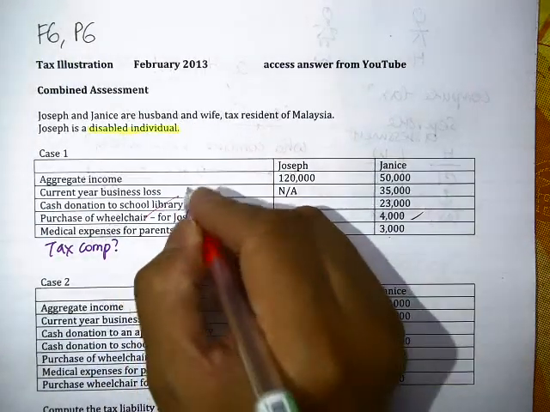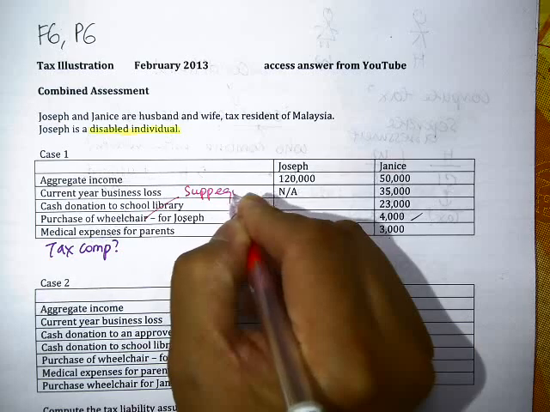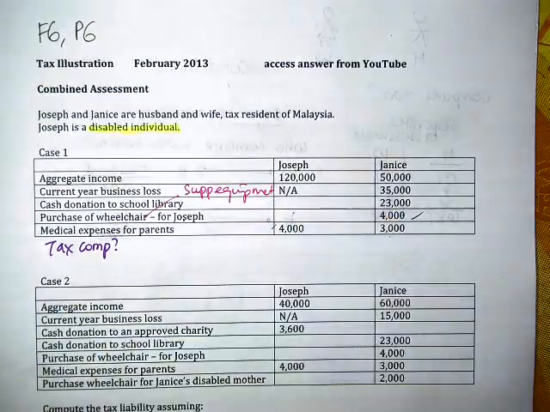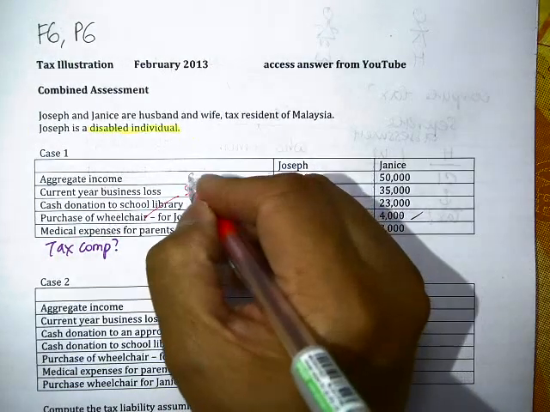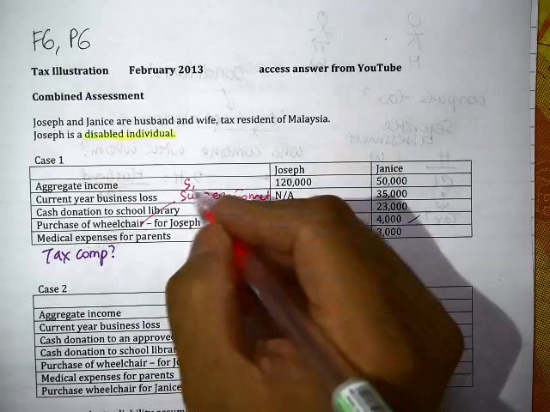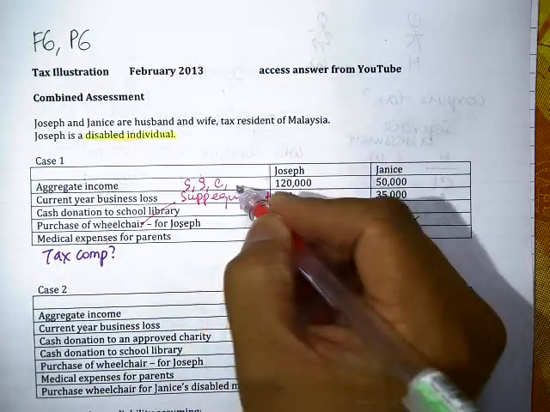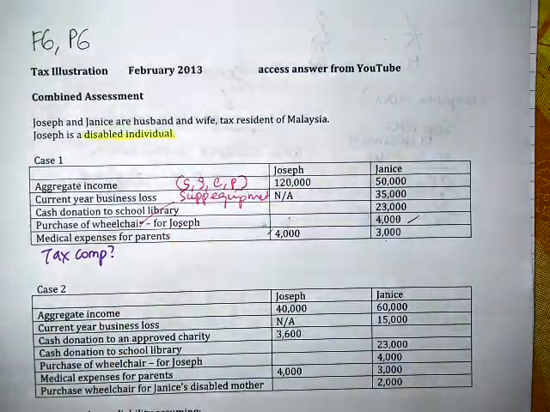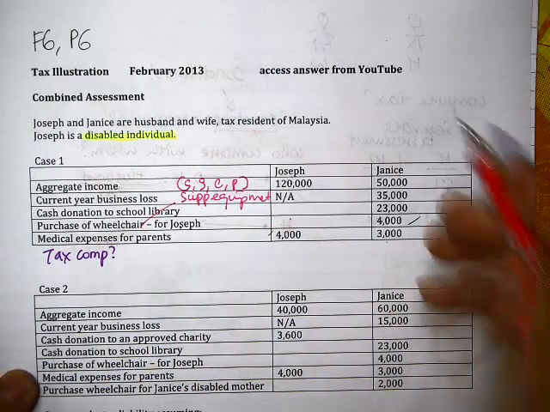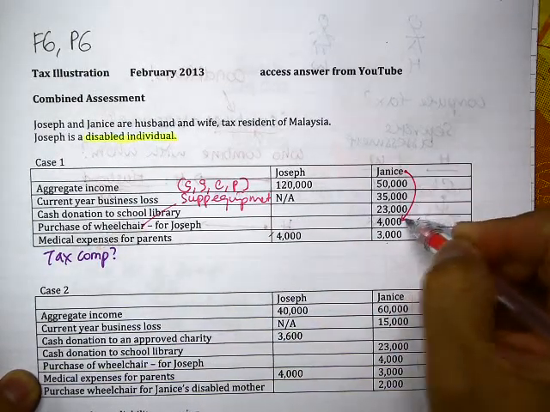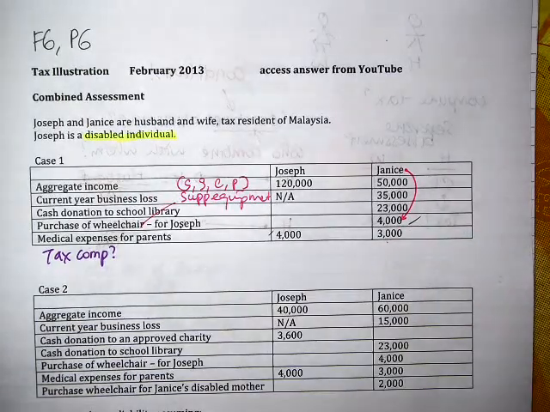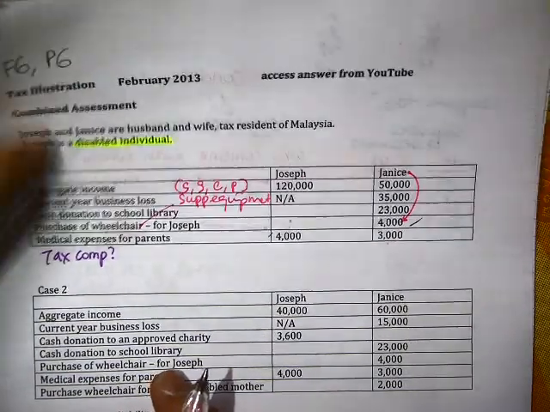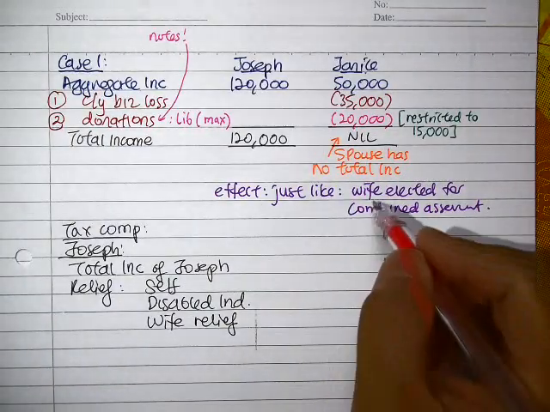So the total income of Joseph is 120. Now the wife has no total income. There's nothing for you to show here, and you're going to start claiming relief. So we have self-relief 9,000. Now Joseph is a disabled individual, so he's going to get an extra 6,000. Right. The effect is like the wife elected. That means you're going to claim wife relief 3,000.